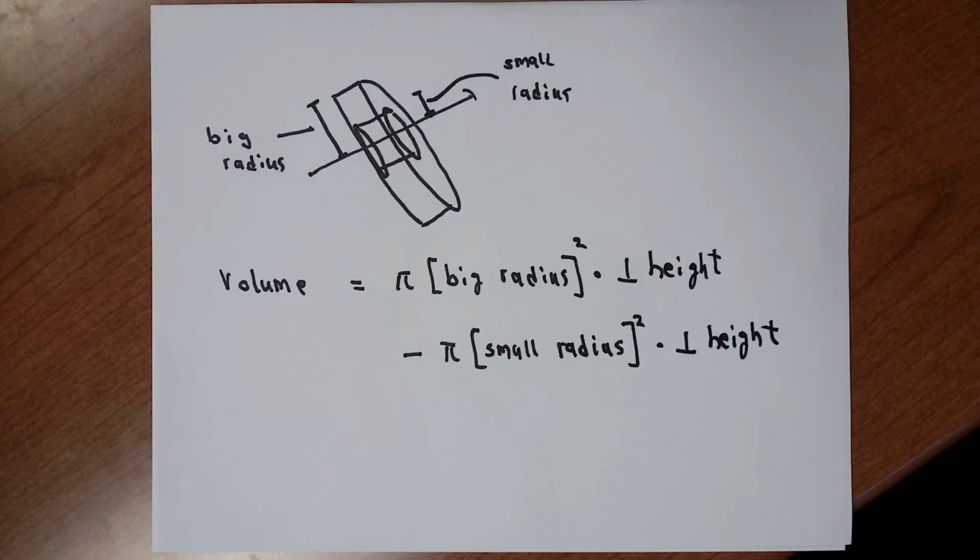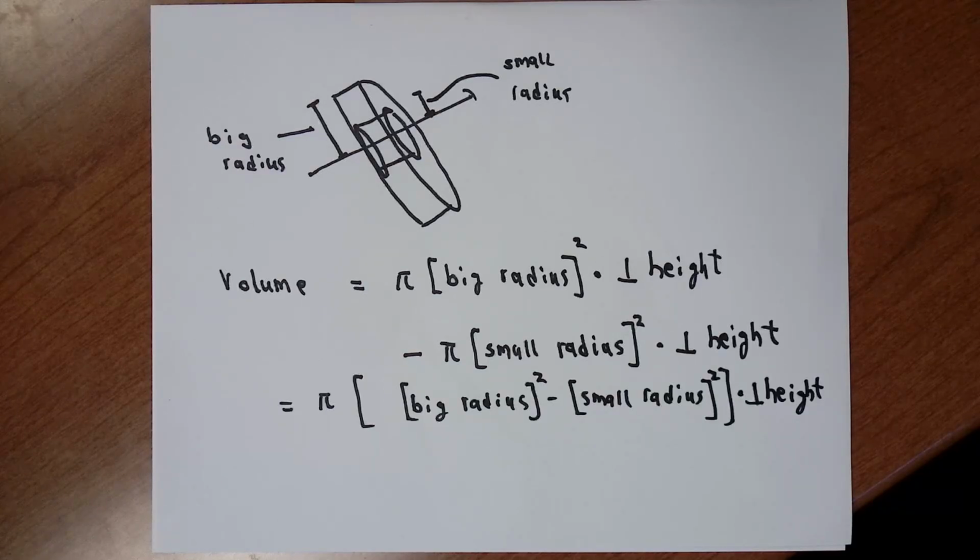Of course, both of those terms have a factor of pi, so I can factor that out. Both also have a factor of a perpendicular height. All that will remain after I factor that out is the square of the big radius minus the square of the small radius. This is going to be our recipe for how to calculate the volume of a washer. I want to look at a few examples of this kind of thing.